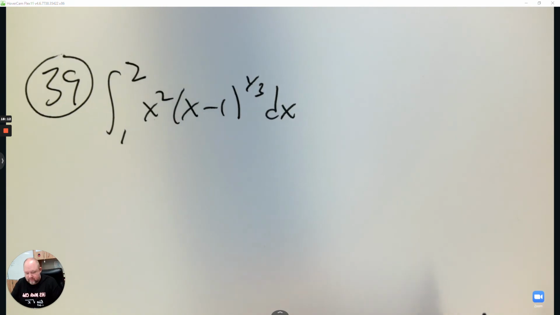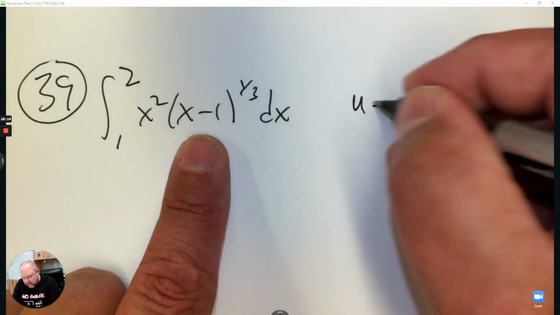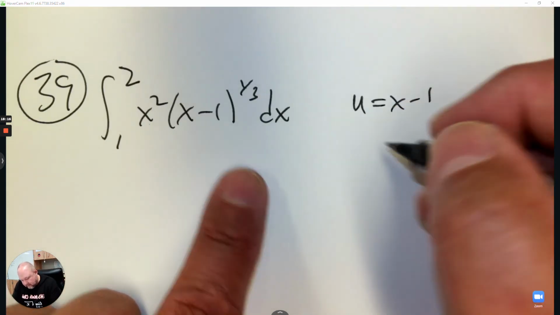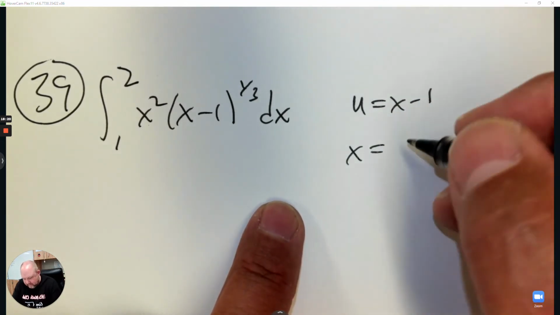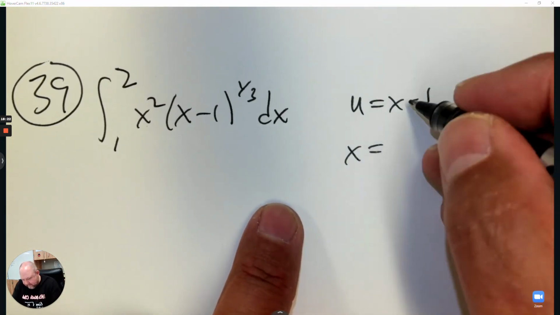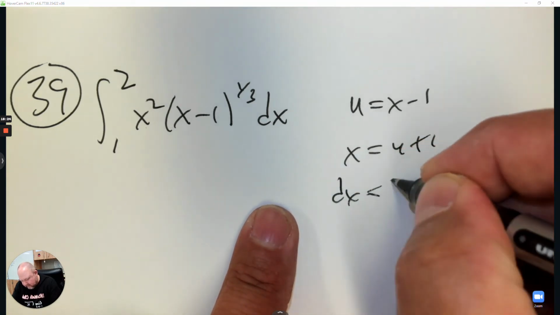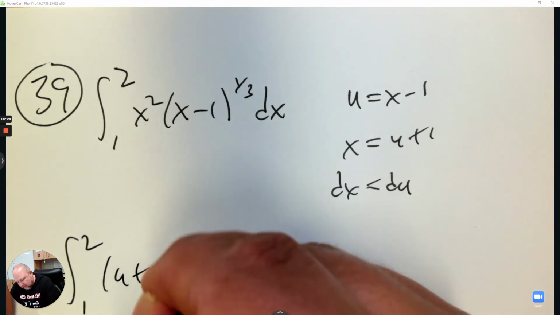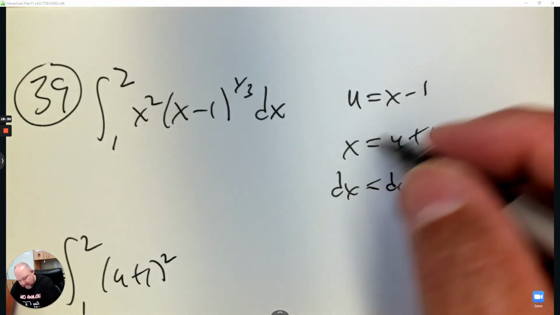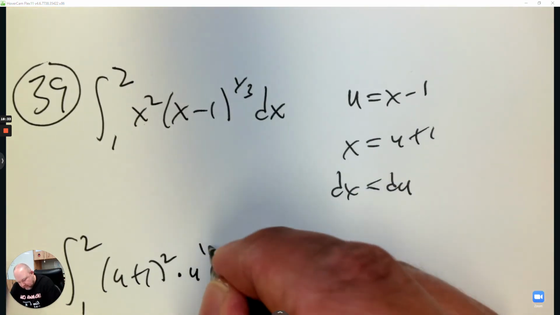You have a choice here. If you do a u substitution, this is what it would look like. You could also do integration by parts, but I think it's good to practice this one too. Add 1, take the derivative. So we're integrating x, then would be u plus 1 squared. This would be times u to the 1/3.